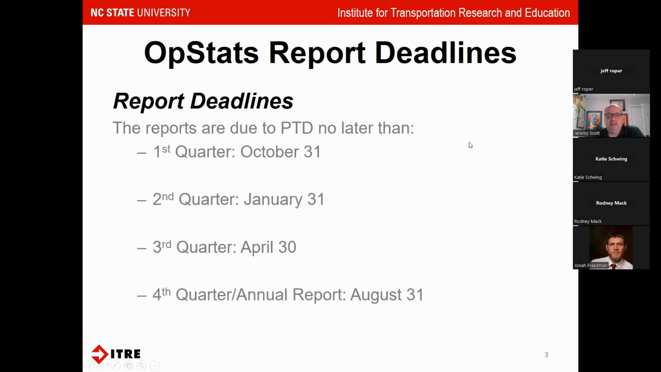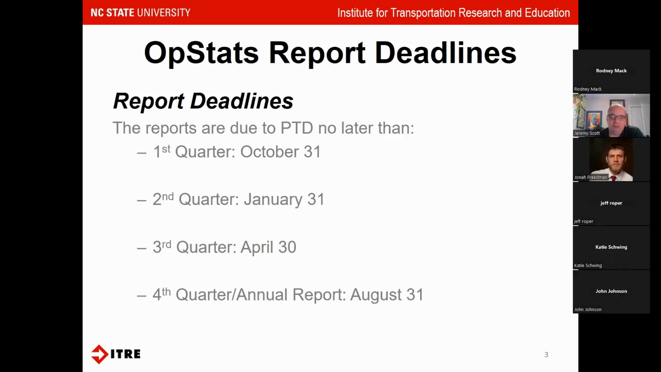Okay, so deadlines. There are 4 deadlines. The report is submitted quarterly. For the first 3 quarters, you only submit service data, so your trips, miles, and hours, and your peak vehicle usage information, which I'll show you shortly. Those are due 1 month after the end of the quarter. So Q1 will be due October 31st, Q2 January 31st, Q3 April 30th, and then Q4 gives you a little extra time because there is financial information included with that submission. So Q4 is due August 31st.